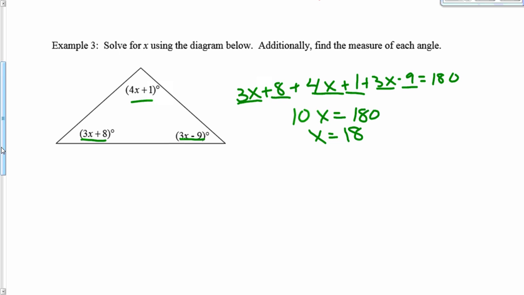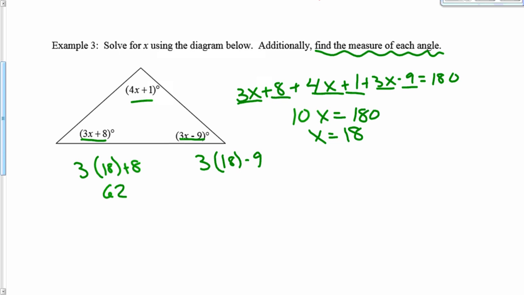Good. All right, but going back to the directions, it also says find the measure of each angle, so make sure you're always reading. So I'm going to go back and I'm going to plug 18 in for each angle one at a time. All right, so for 3x plus 8, I get 62. For 3x minus 9, I get 45. And for 4x plus 1, I get 73.